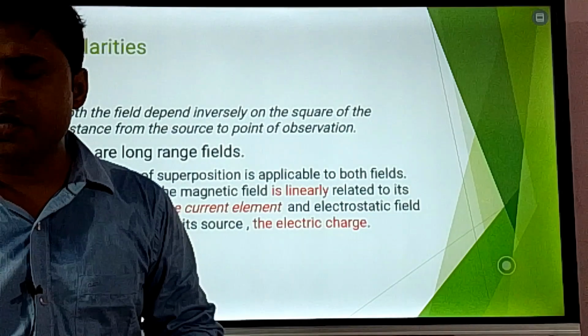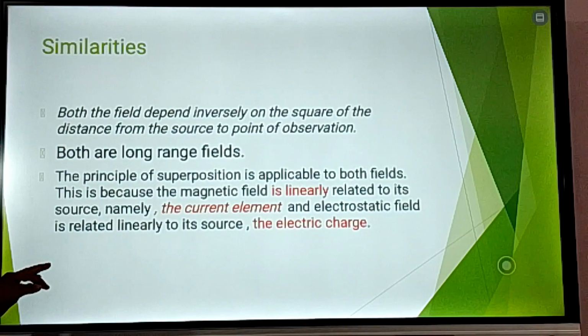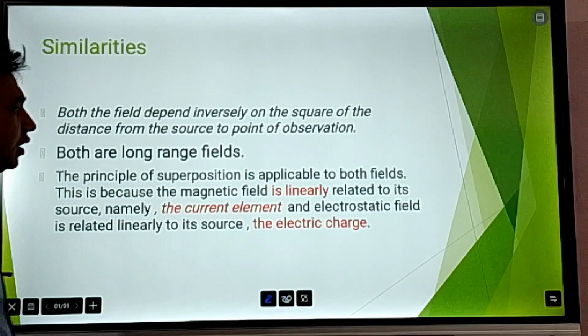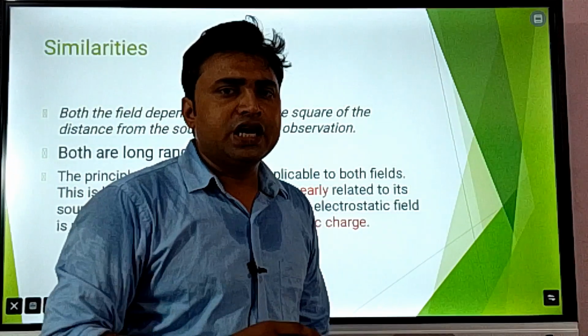That's why both are long range fields, and the principle of superposition is applicable to both the fields. What is the meaning of the principle of superposition? In the first chapter you must have studied it, so let's get a quick recap.